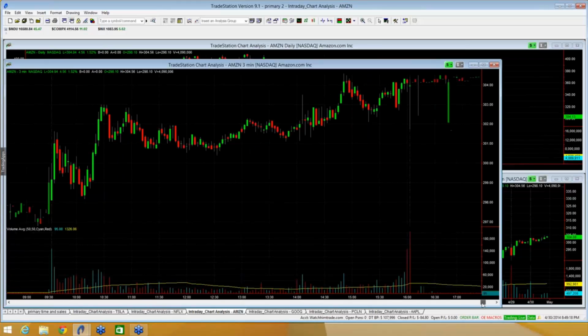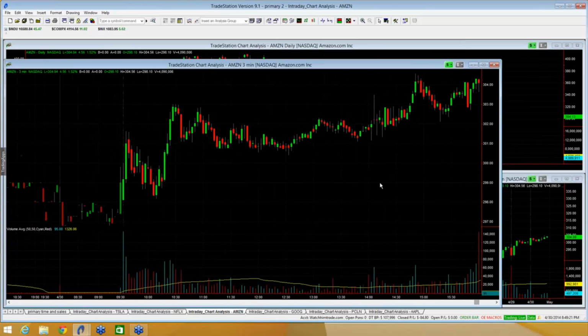So looking at Amazon today, here's your range on the day, right? And we know today was a tight range day. All right, so we've got this high up here around 303. So what I'm thinking about in terms of extension is, what does Amazon's price action look like when it tries to break out at 303?